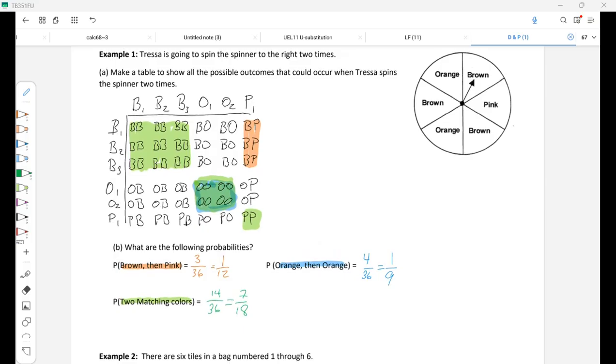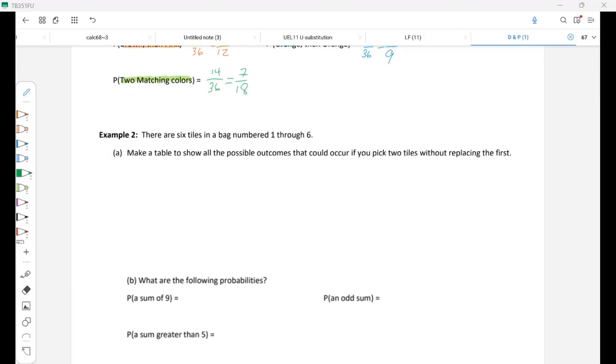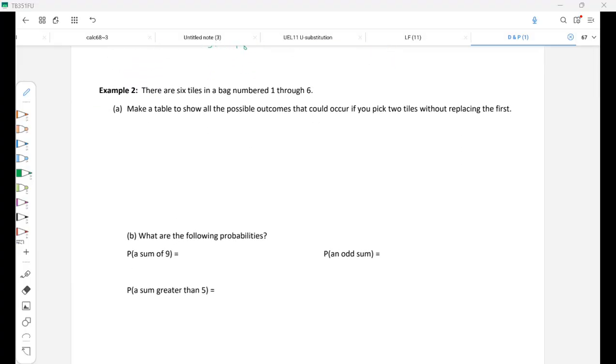Okay. We're going to do one more example, and something different is going to happen in this one. In example 2, it says there are 6 tiles in a bag numbered 1 through 6. And we are going to pick 2 tiles from our bag, but the key here is we're not replacing the first tile. This is kind of taking some of our possibilities away.